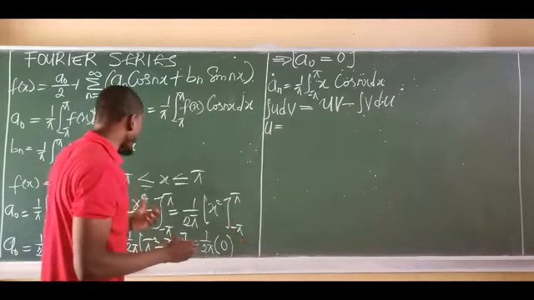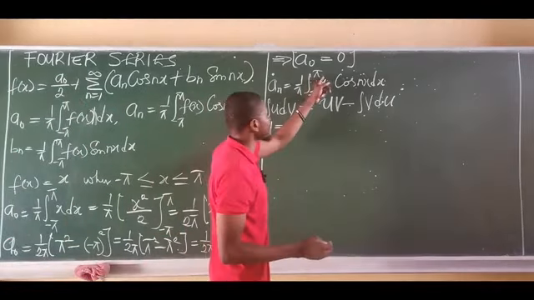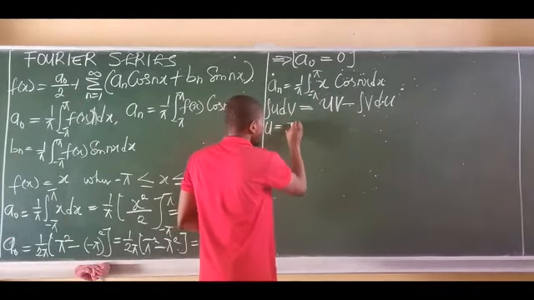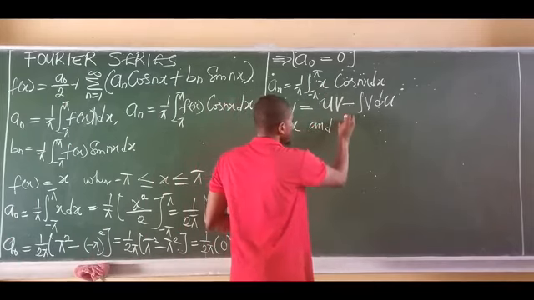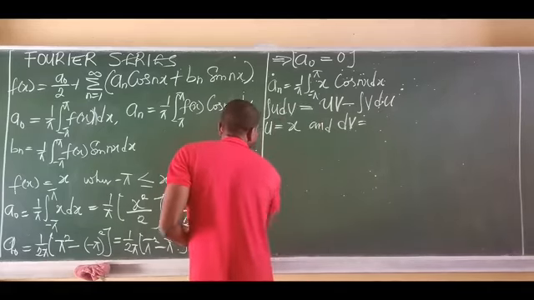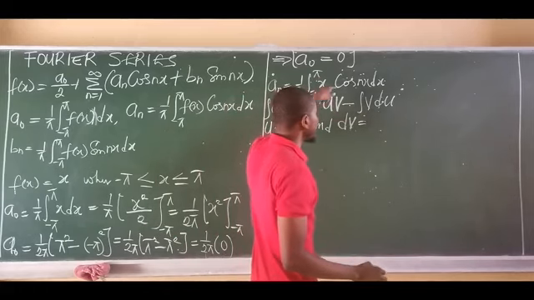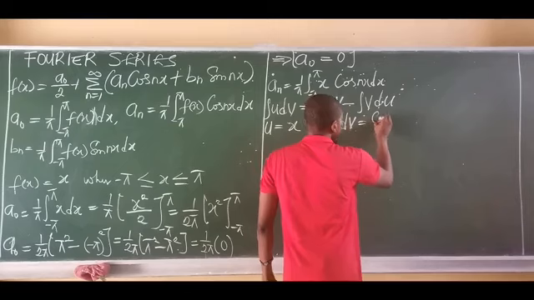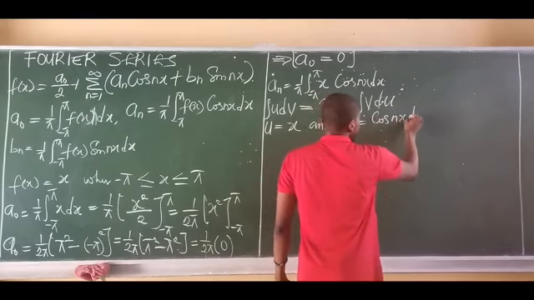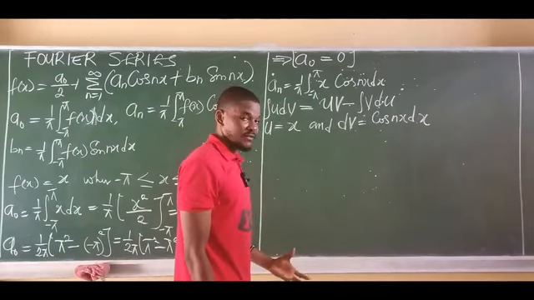What that means is that in this equation, u always is going to be my f of x. And what is f of x? x. So from the integral, u will always be taken as x, and dv is always going to be taken as the Fourier constant or the Fourier function in the integral. The Fourier function there is cos nx. So this is how you pick your u and your dv.